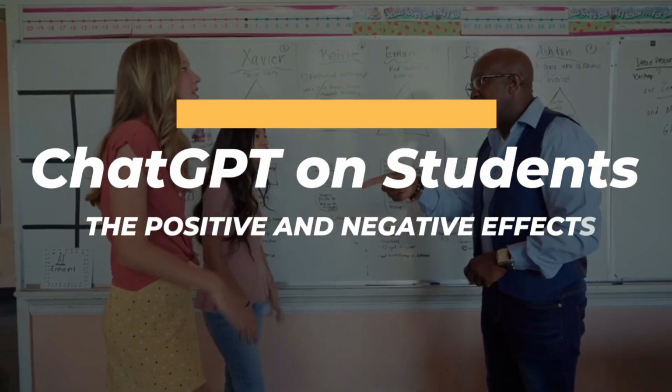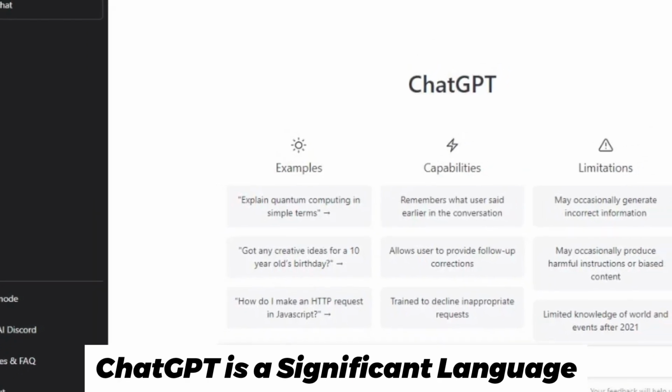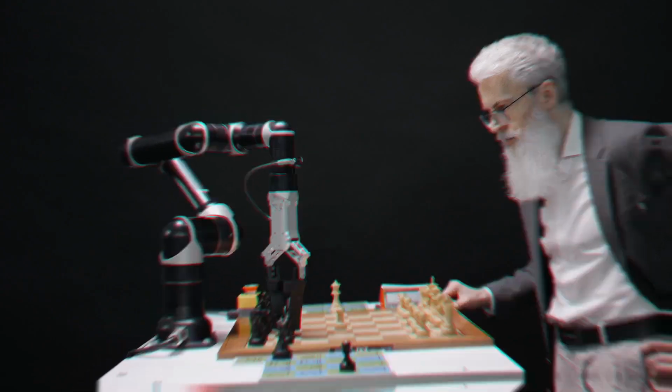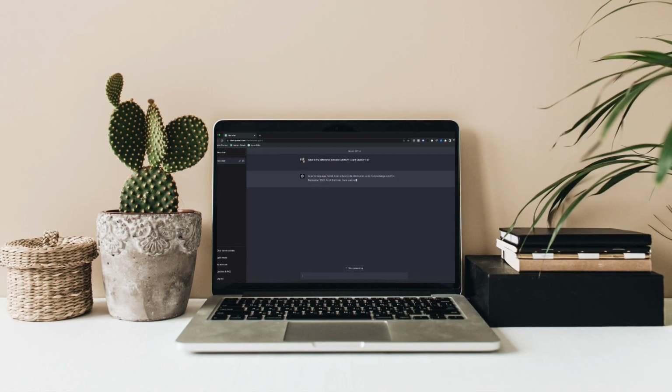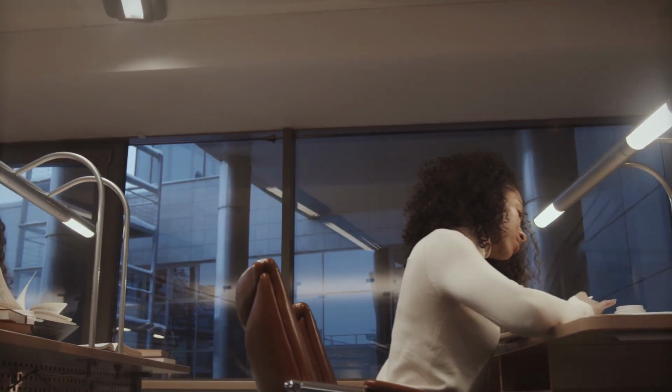ChatGPT on students, the positive and negative effects. ChatGPT is a significant language model developed by OpenAI based on the GPT-3 model. It is a potent communication and instruction tool since it produces human-like responses to text-based inquiries. ChatGPT can transform how students learn and interact with information in education.